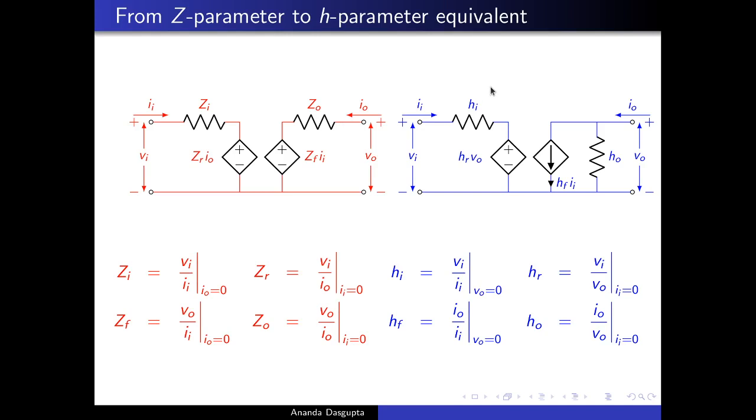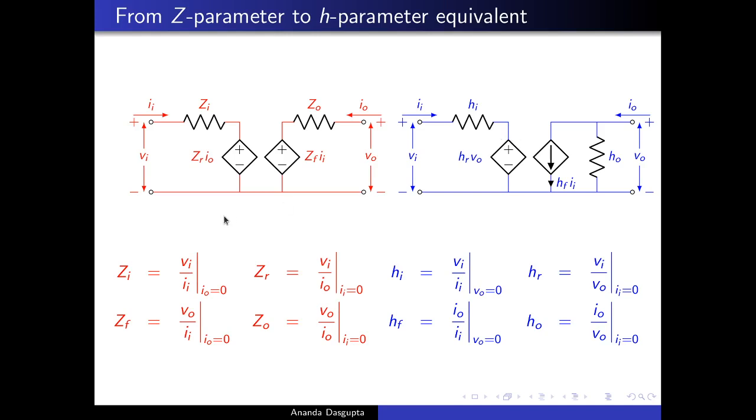The H parameter is slightly different. On the input side, it's very similar. It has an input impedance HI in series with a controlled voltage source, but this time it's a voltage controlled voltage source HR VO. On the output side, on the other hand, it's not a series, it's a parallel combination of a current source HF II in parallel with an admittance HO. Of course, the admittance is HO, you can also think of that as a resistance of 1 by HO.